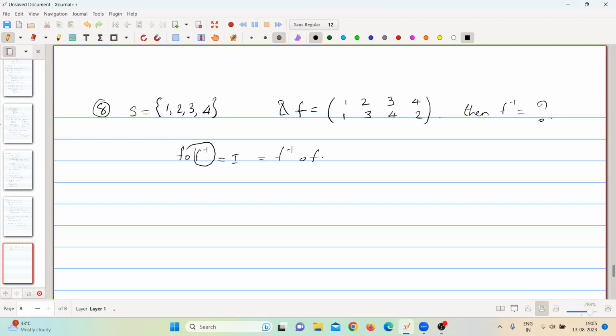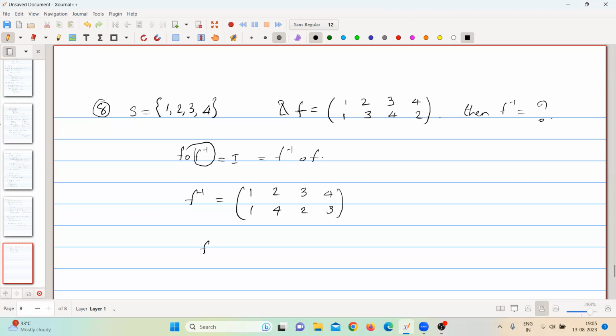So can anyone say what will be the f inverse? 1, 2, 3, 4, 1, 4, 2, 3, ma'am. Okay, this is the answer, 1, 4, 2, 3. Okay, let us just see whether this answer is correct or not.